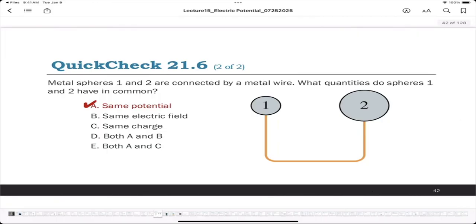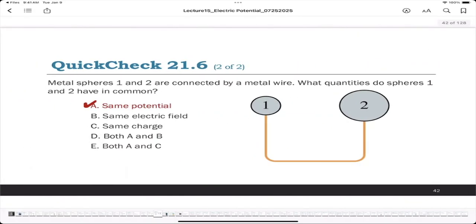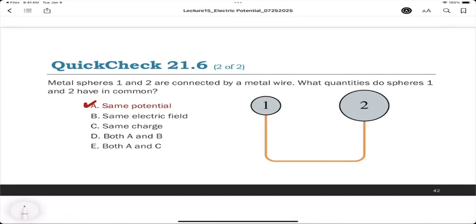But you cannot be sure if it is the same electric field because it has a distance. You don't know the specific situation. Same charge? We don't know that. So the answer should be A, same potential, because it's connected by a metal wire. Okay. Let's continue.